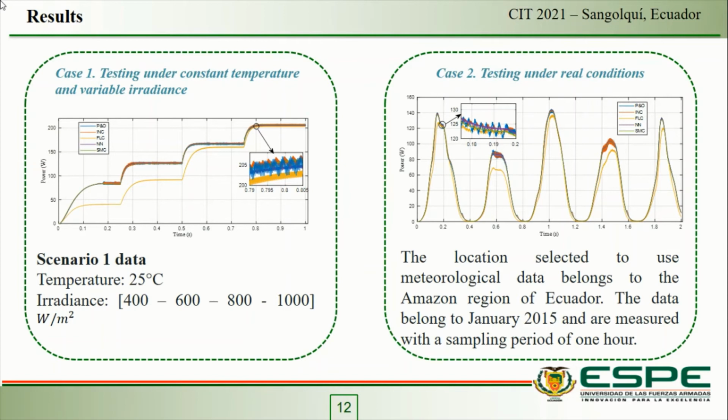Case 1. Testing under constant temperature and variable irradiance. The data for this scenario are 25 degrees Celsius and a range of values for the irradiance. Case 2. Testing under real conditions. The location selected to use meteorological data belongs to the Amazon region of Ecuador. The data belong to January 2015 and are measured with a sampling period of 1 hour.